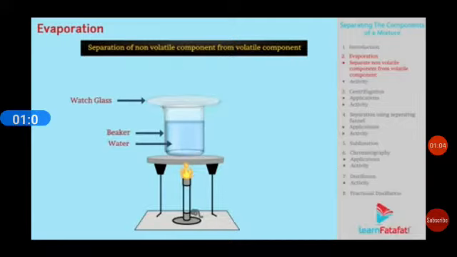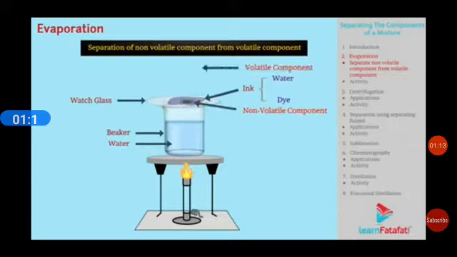For example, ink is made of dye and water. Dye being non-volatile gets separated from water during process of evaporation. Let us now have a look on activity.